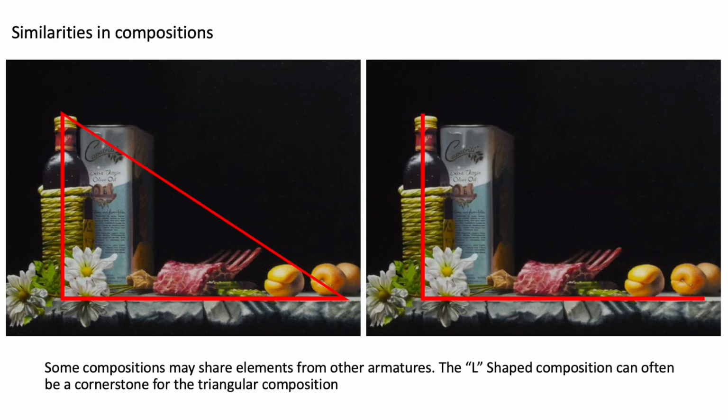Once creating a considerable slant in the main line, either from top left to bottom right or reversed, the next important factor is to oppose or intercept these other lines or masses. By doing so, this composition shares elements from other armatures. The L-shaped composition here can be turned into a cornerstone for a triangular composition.